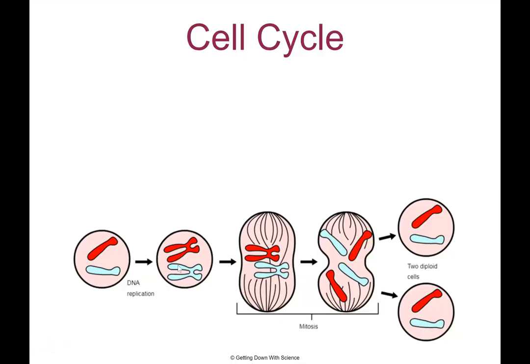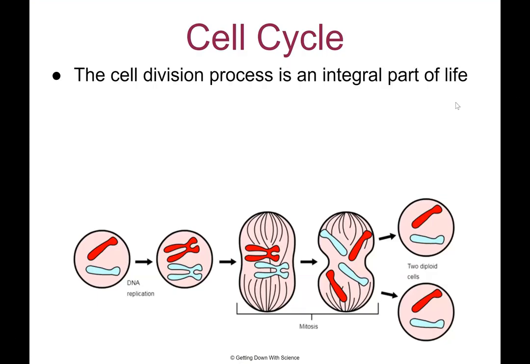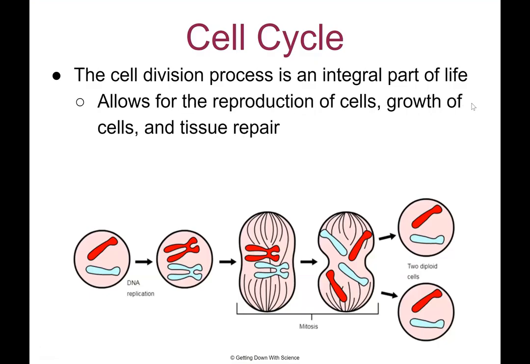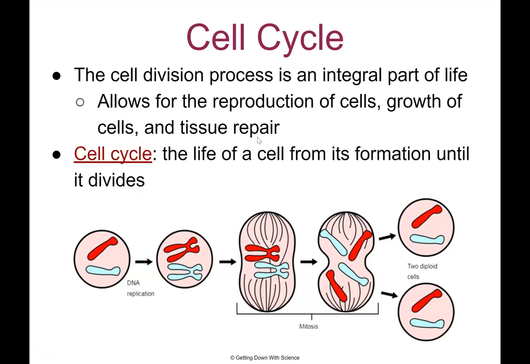So the cell cycle is basically the way that cells duplicate or reproduce. Cell division is critical for life. If you have damage to your cells, we need a way to replace them. So it allows for reproduction of cells, the growth of tissues, and tissue repair. The cell cycle is basically the life of a cell from its formation until the point at which it divides. So when we talk about cell cycle, we're talking about cell life.